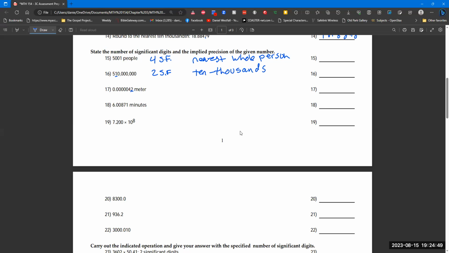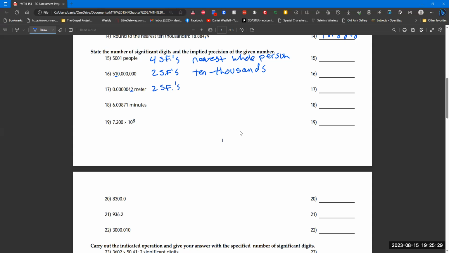We would say that this 2 here is the last significant figure, and probably the 4 and the 2 are the only significant figures, where these leading zeros between the decimal and the first significant figure that we see are not significant, because they're just part of place value. So we have two significant digits.